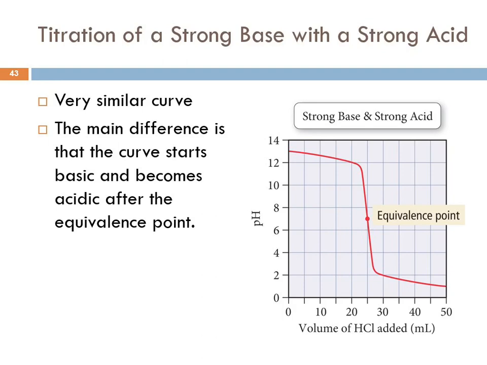What if we titrate a strong base with a strong acid? Well, it's really similar, just kind of opposite. We start with a basic solution, and the pH drops. At the equivalence point, it's still going to be 7, and it drops to acidic as we add excess acid. And so, of course, you could do the same sorts of calculations.